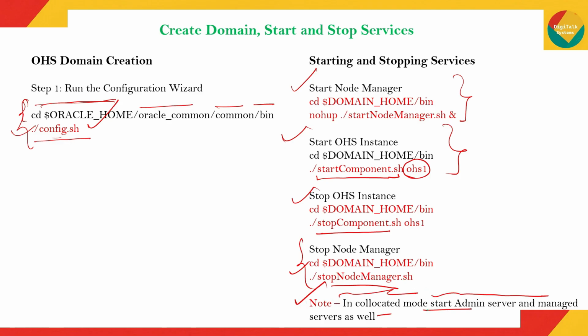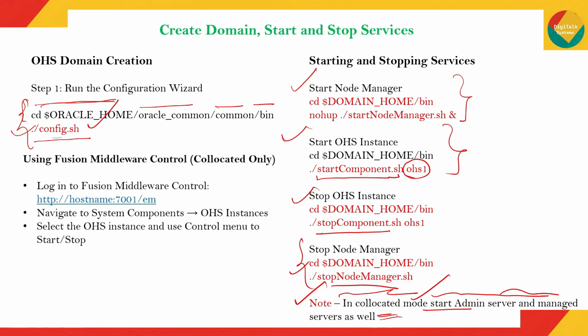So you will have the admin server and the managed server as well for the middleware stack. So you need to start your admin server and managed servers as well. Okay, and along with that, in the co-located mode, we have the feasibility to start, stop, or configure OHS from the middleware console.